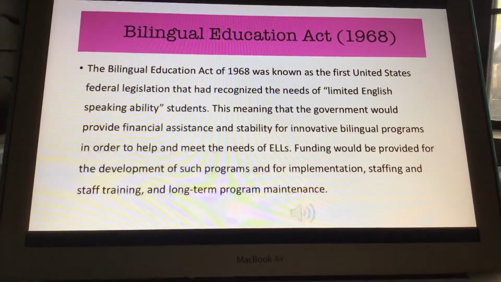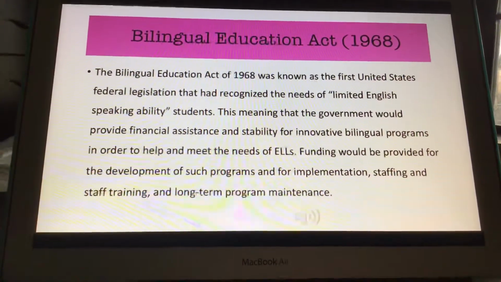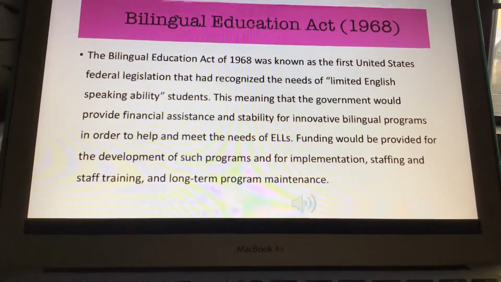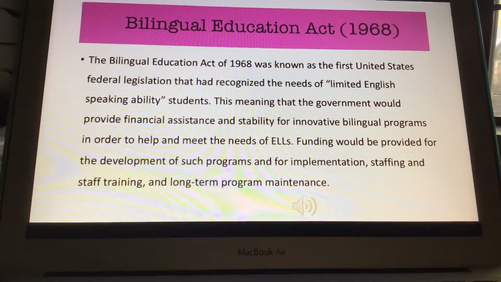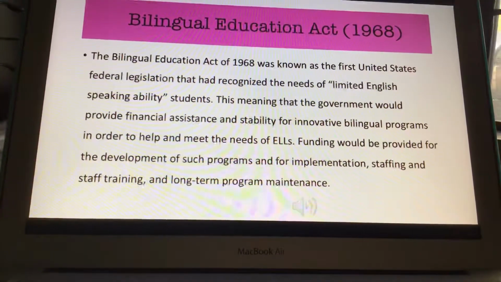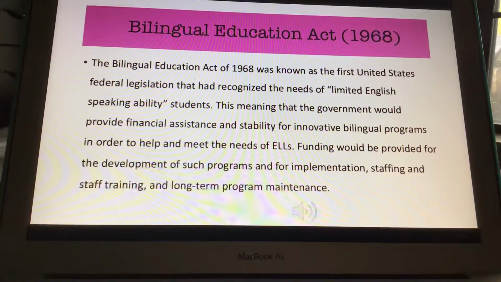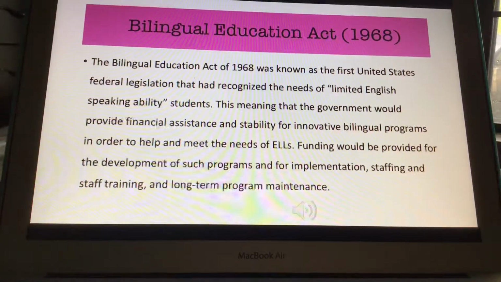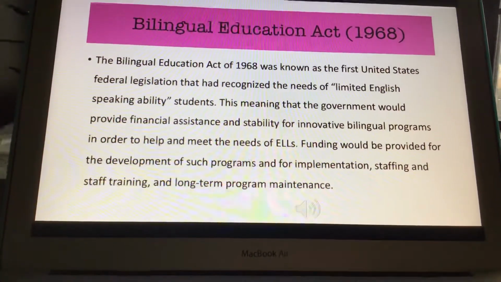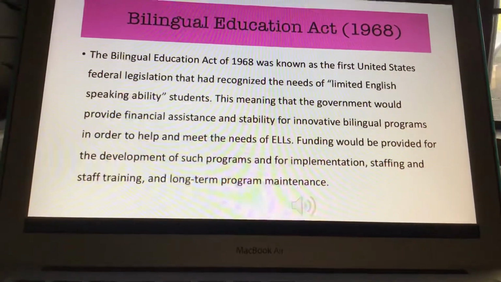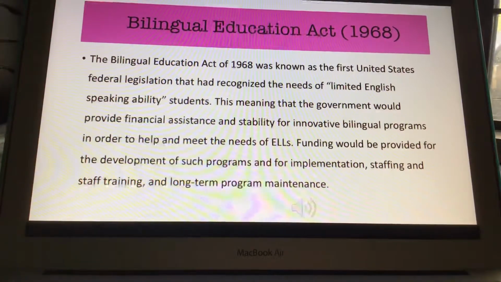The Bilingual Education Act of 1968 was known as the first United States federal legislation that had recognized the needs of limited English-speaking ability students, also known as ELLs. This meant that the government would provide financial assistance and stability for innovative bilingual programs in order to help meet the needs of ELLs. Funding would be provided for the development of such programs and for implementation, staffing and staff training, and long-term program maintenance.